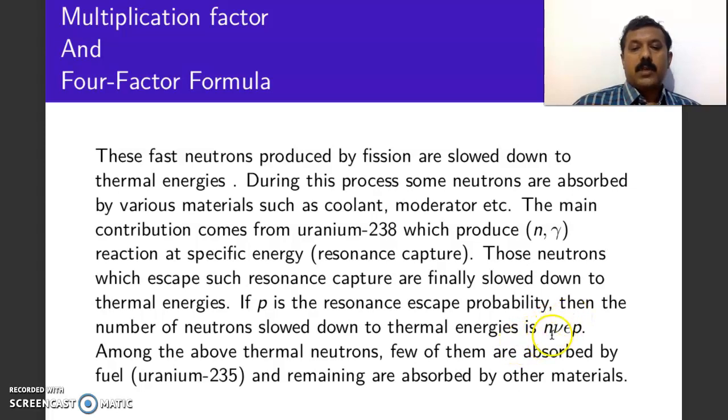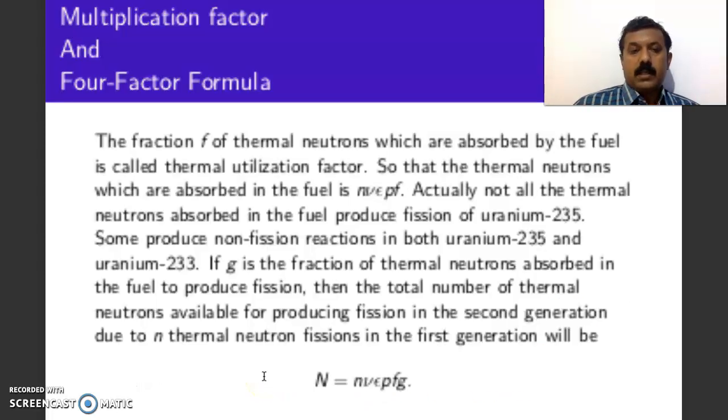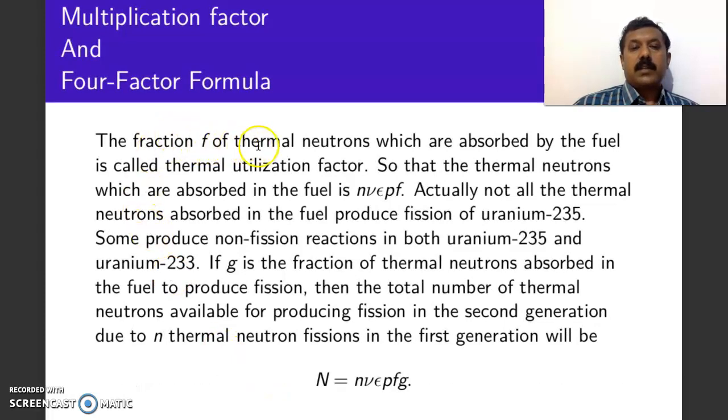Only a few of them are absorbed. All of them will not be absorbed by uranium-235, because we have so many other materials also. Some cladding materials will be there, moderator will be there, and so many other things will be there. But only a few of them will be absorbed by uranium-235. If we consider F as the fraction of the thermal neutrons that is absorbed by the fuel, that is uranium-235, then this F is called the thermal utilization factor. Then the total number of neutrons absorbed by the fuel will be equal to nu epsilon P into F.